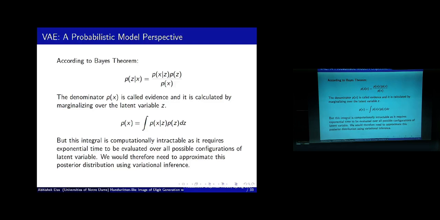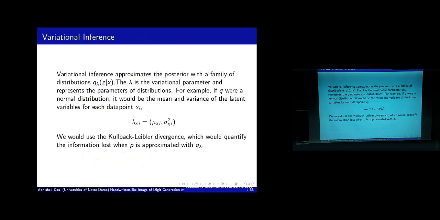It's computationally expensive. That's why we use variational inference to approximate the posterior with a family of distributions Q lambda of Z given X, where lambda are the variational parameters, which represent the parameters of the distributions we are trying to fit. For example, if Q were a normal distribution, it would mean the mu and sigma for individual data points x. And we would use KL divergence, which quantifies the information lost when we try to replace the probability distribution P with Q.